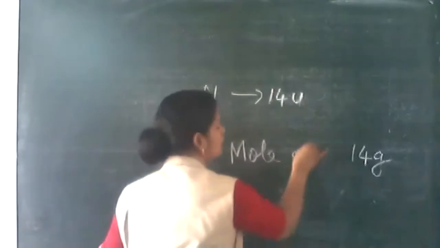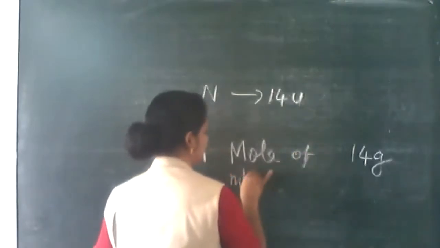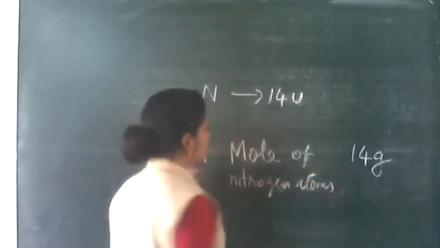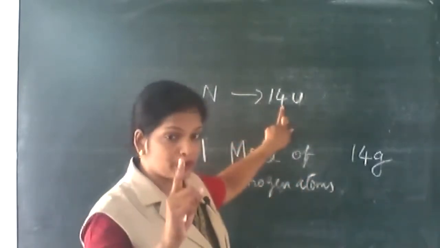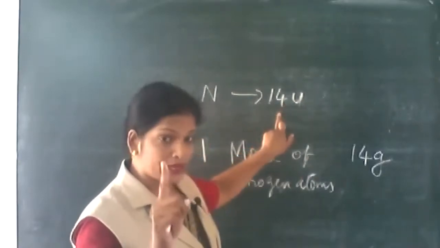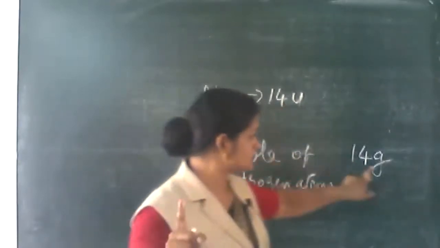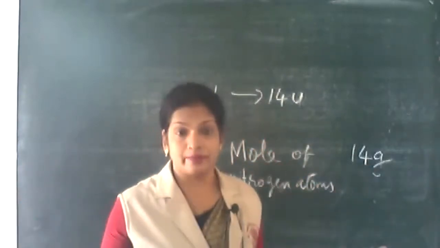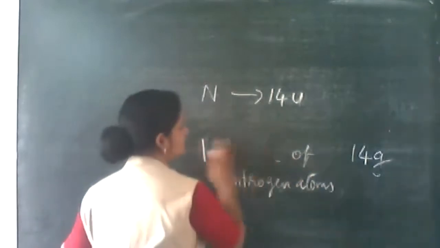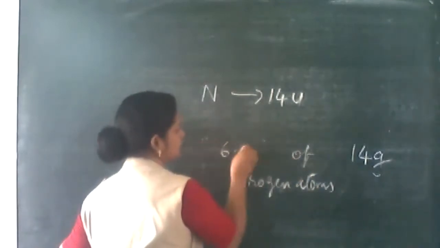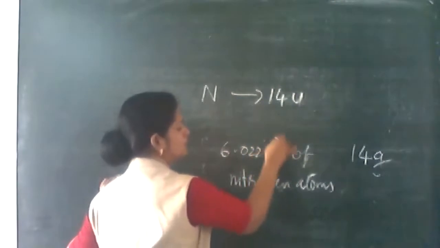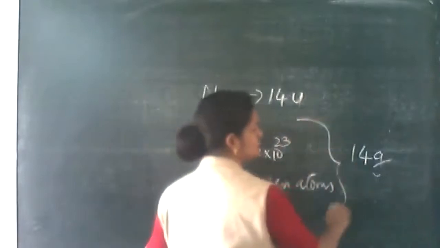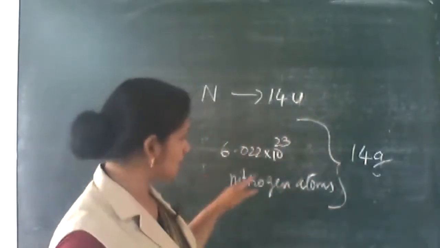One mole of nitrogen atoms. So, 14 U stands for 1 atom of nitrogen. But 14 gram stands for 1 mole of nitrogen atoms. 1 mole of nitrogen atoms means 6.022 into 10 to the power 23 nitrogen atoms. Its total weight is 14 gram.